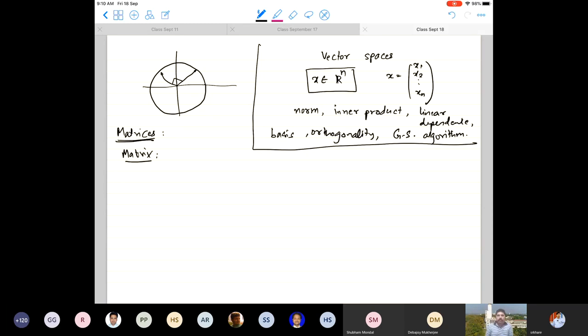So these matrices you see will play a very important role. If you want to look at it from an abstract linear algebra point of view, they will form a vector space and so on and so forth. So let me just introduce what a matrix is. Then we will see why those matrices are really very important.